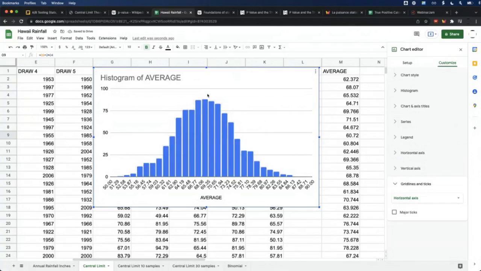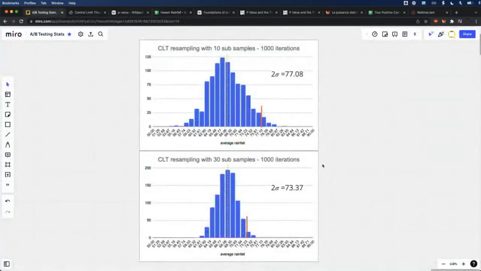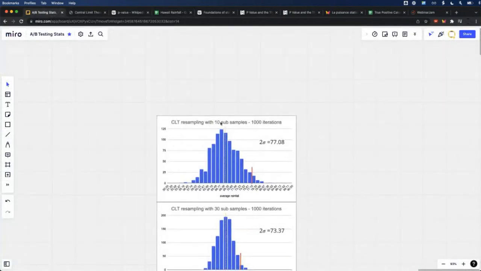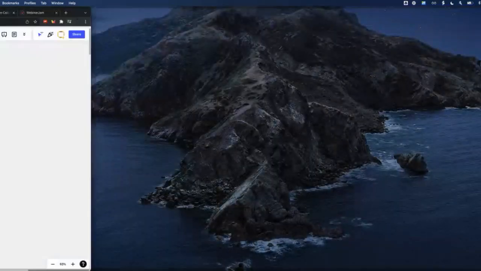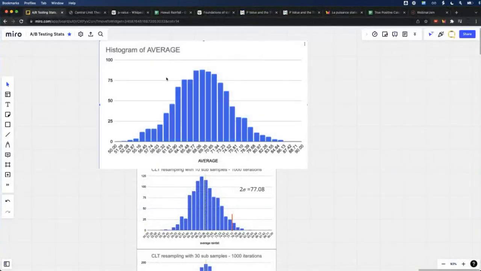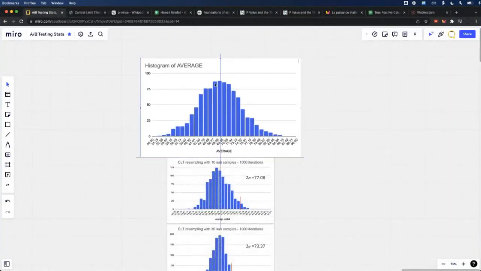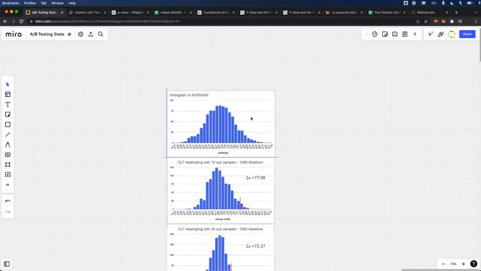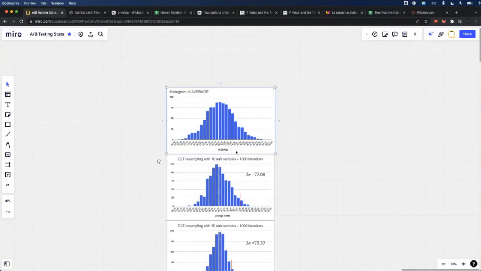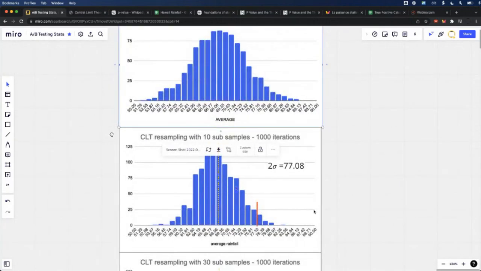So if I were to compare this chart, right? Let me quickly take a screen grab of this. This is at 5 subsamples, and I have one at 10 and one at 30. So as I increase the number of samples, the shape of the chart keeps shrinking, like the normal distribution keeps getting narrower and narrower. You see, the first one is just 5 samples. It's so broad, it's so spread out, and it's short. As I go to 10, I see it has shortened.